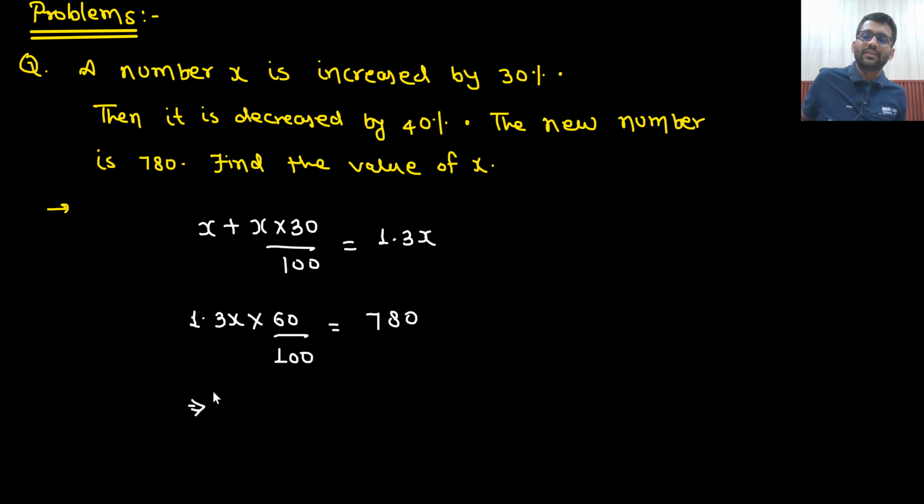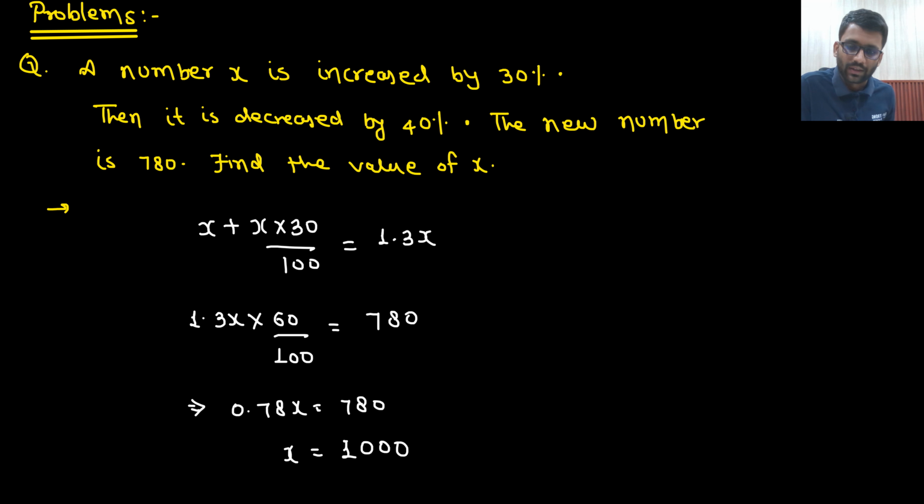I guess we are going to get 0.78 only. Yeah, 0.78x. 0.78x is equal to 780. So x we are getting is 1000, right? Yeah, x we are getting is 1000.